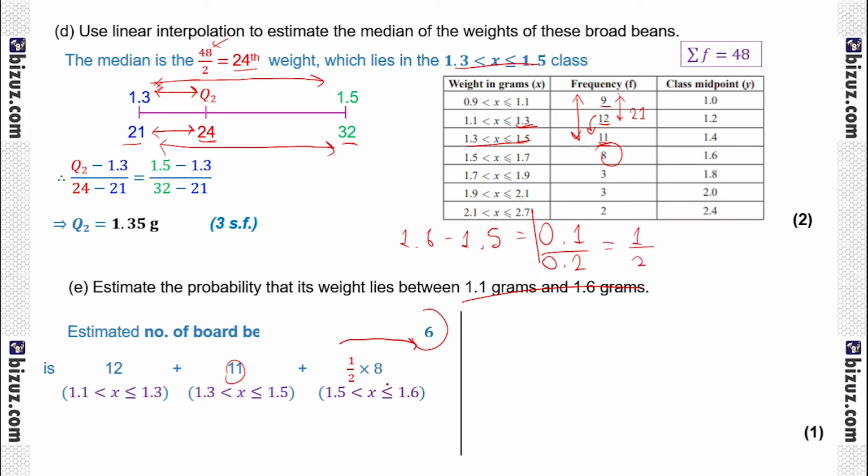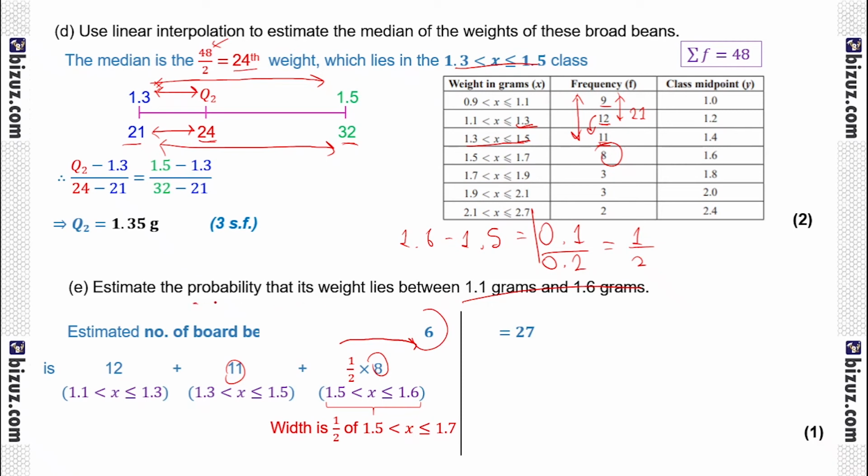So that's why we need to scale the frequency by this factor right here. That's what I did here, and we'll get that. This is the reason, and we'll see that the estimated number of broad beans in this interval is 27. All right, now we're not done yet.